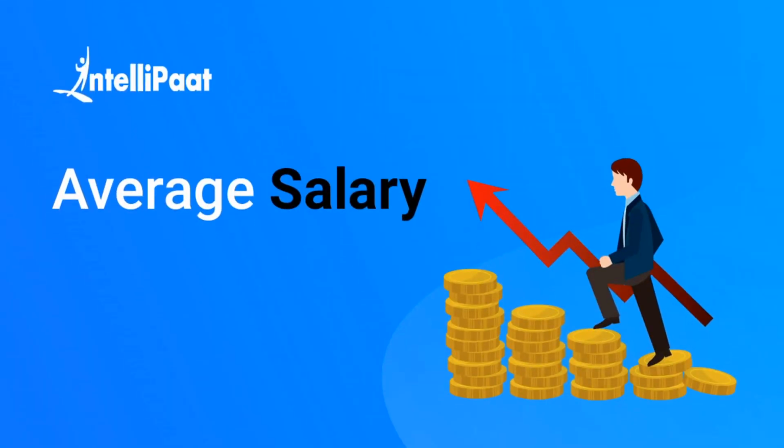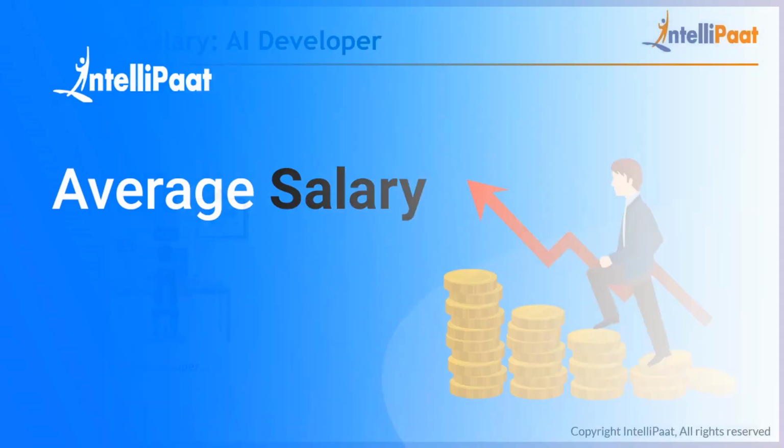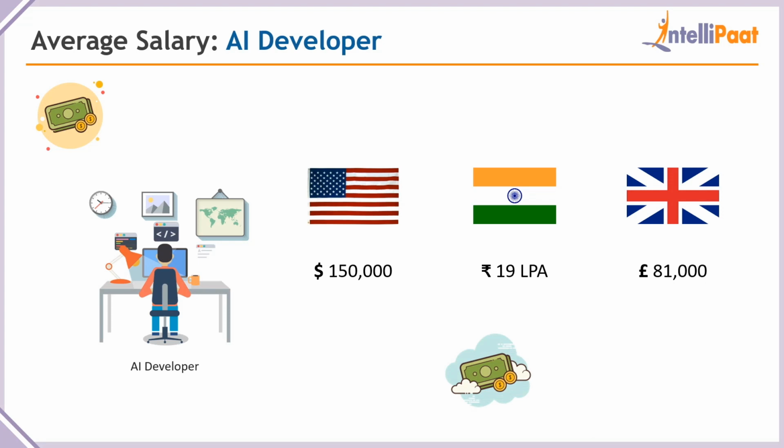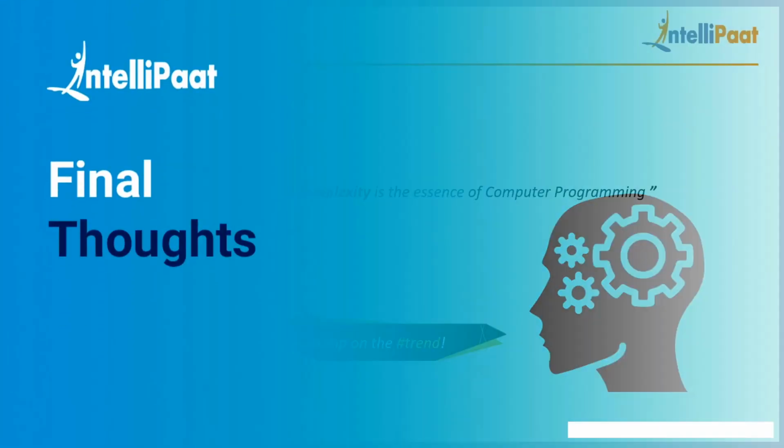So as you guys always ask us about the average salaries of these particular technologies we work on, I thought it was fitting enough to show you the average salary of an artificial intelligence developer. The average salary of an AI developer in the USA is somewhere around $150,000 per year. In India, it's somewhere around 19 lakhs per annum, and in the United Kingdom, it's somewhere around 81,000 pounds as well. So with these numbers on your screen, you can figure out that this is a very lucrative job, and having a career in artificial intelligence not only pays really well, but it is so much fun to work with at the same time. This brings me to the final thoughts.